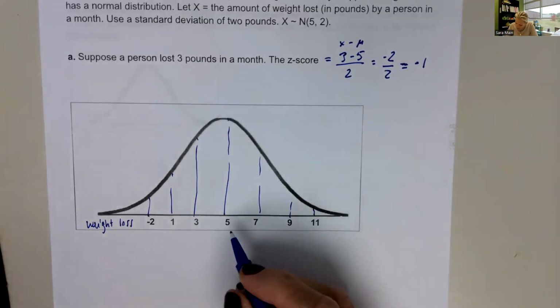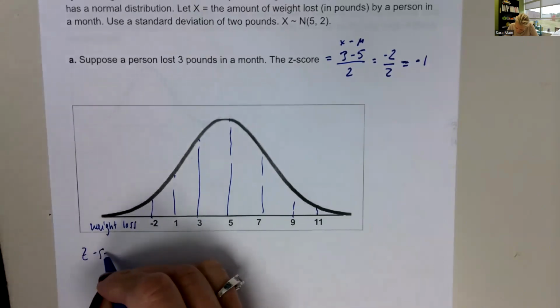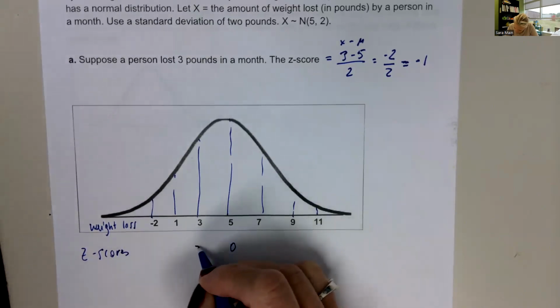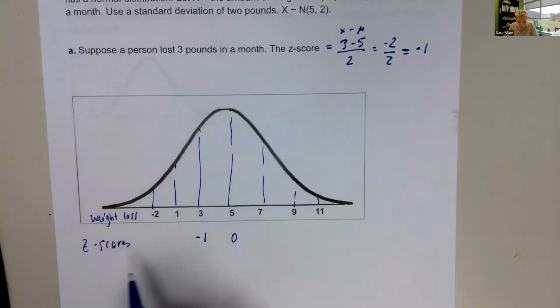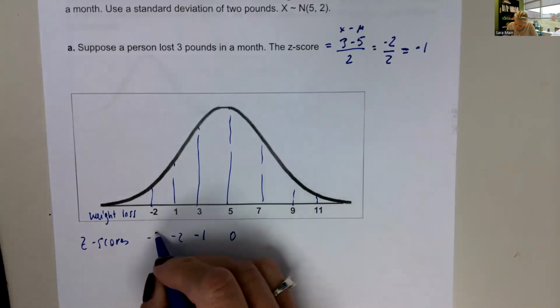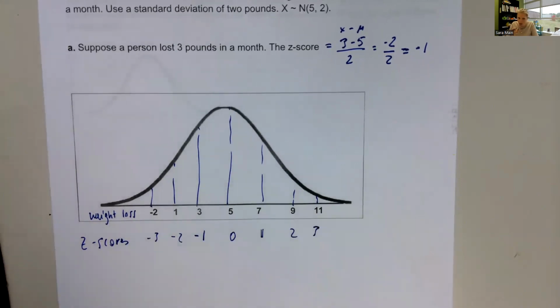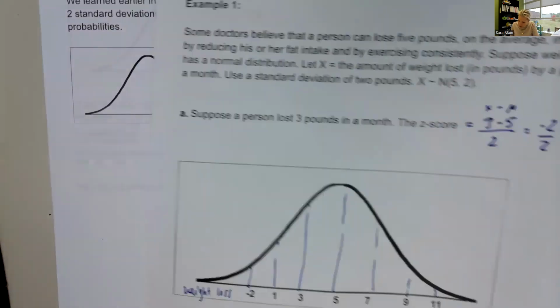Okay. And if we use z-scores, then the mean would be at 0, and this would be a -1, which corresponds to the person losing 3 pounds, which corresponds to a z-score of a -1, a -2, a -3, a +1, a +2, and a +3. There you go, such as that.